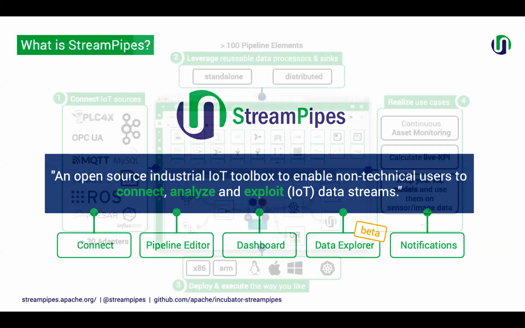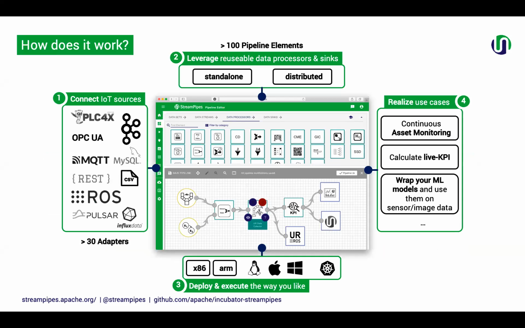So how does this work? In the beginning, we always have data sources. Those different data sources can be a Kafka cluster, but they can also be industrial protocols like PLCs or OPC UA, or REST endpoints.